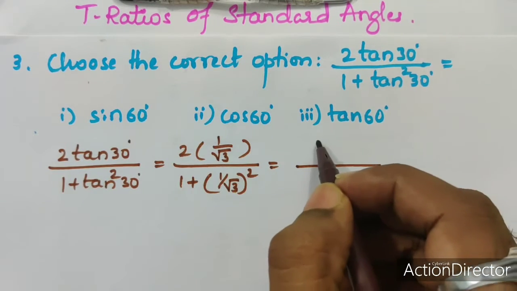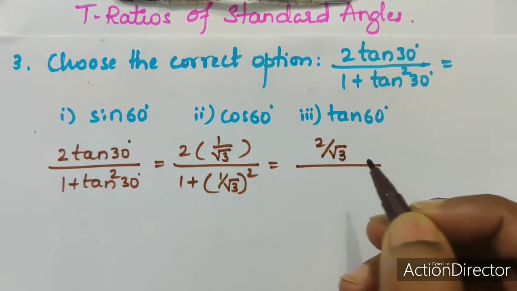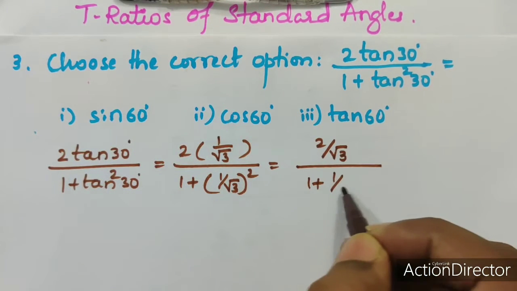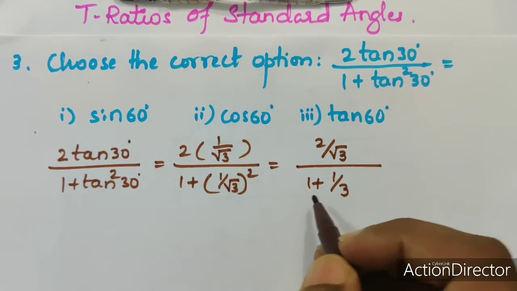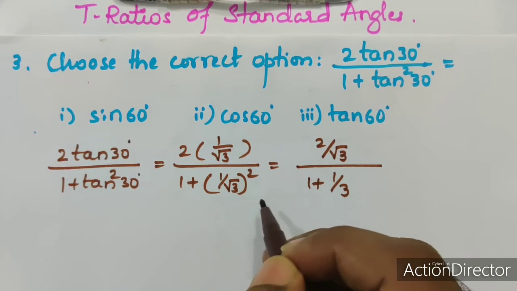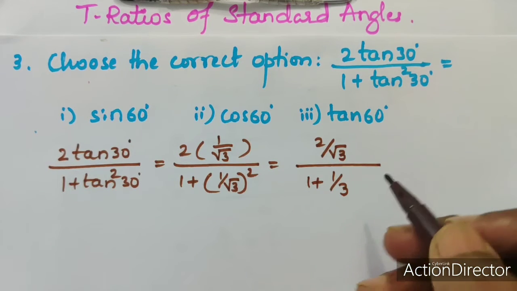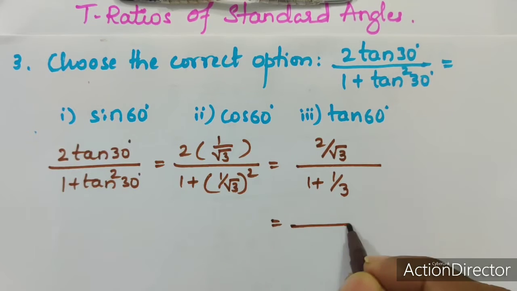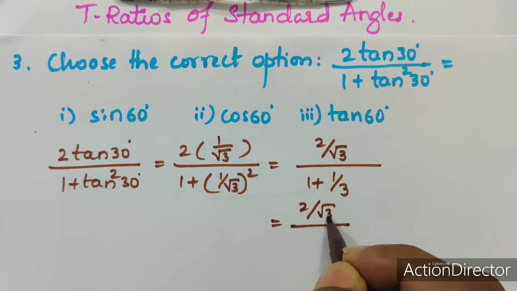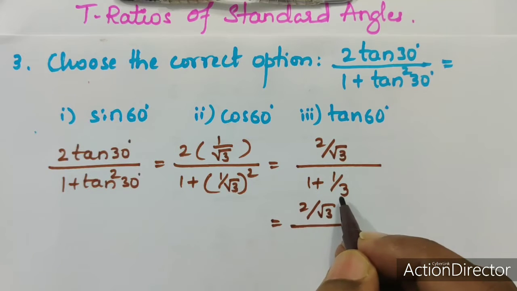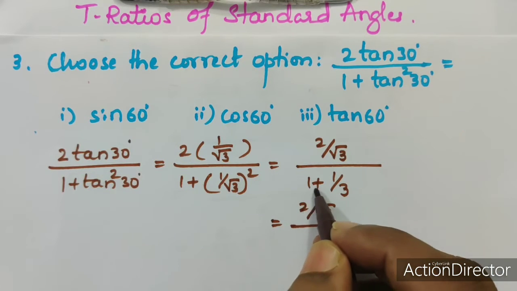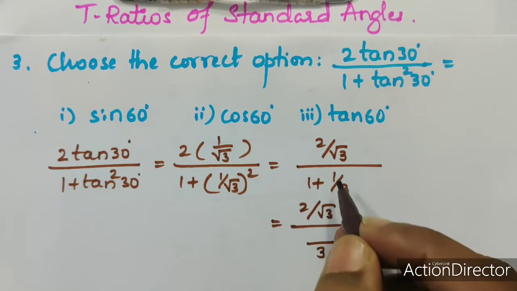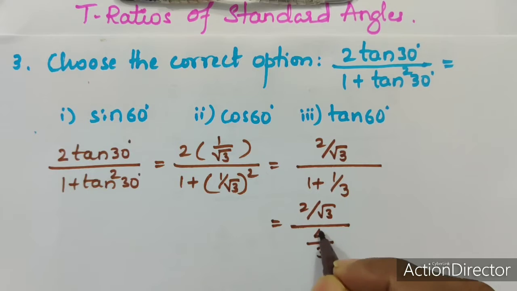So now 2 into 1 by root 3 is 2 by root 3. Here 1 plus, after squaring it will become 1 by 3 only, because root 3 into root 3 is root 9 and its value becomes only 3. So now if I take the next step, numerator is 2 by root 3 as it is, denominator 1 plus 1 by 3. If you take LCM it will be 3, so 3 plus 1, it will become 4 by 3 here.